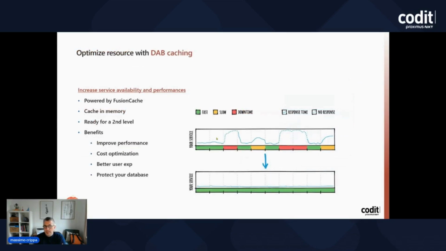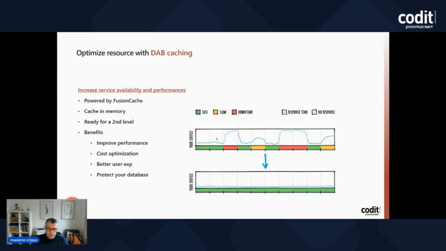Now, another interesting thing about DAB is that it has a memory cache out of the box. Memory is extremely important to increase the performance and the availability of a service. The cache in DAB is powered by a community library called FusionCache.